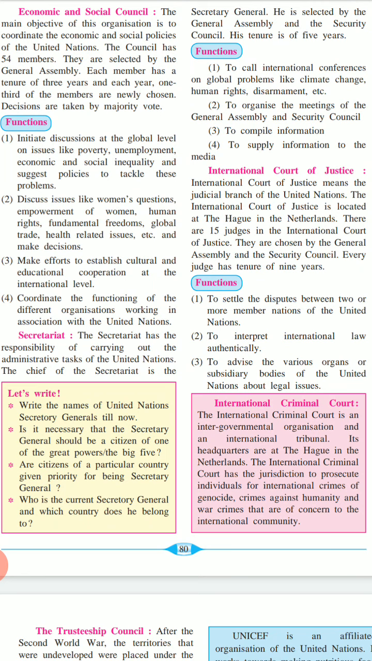Talking about one more point, that is the International Criminal Court. The International Criminal Court is an intergovernmental organization and an international tribunal. Its headquarters are at The Hague in the Netherlands. The International Criminal Court has the jurisdiction to prosecute individuals for international crimes of genocide, crimes against humanity, and war crimes that are of concern to the international community.